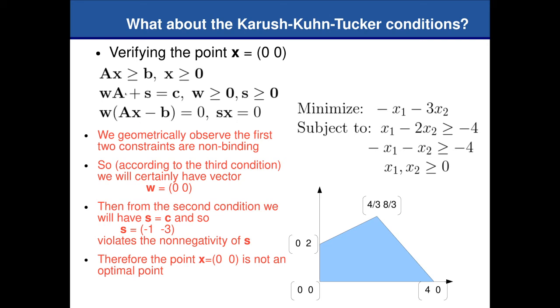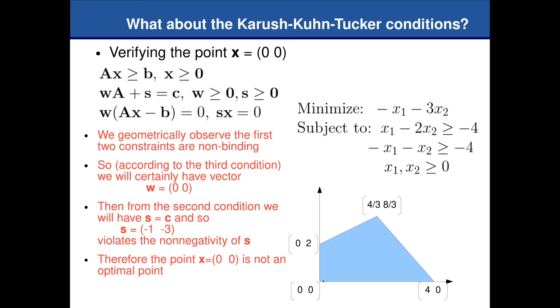This is going to be, of course, 0 because W is 0. So S will be equal to C. C is, in my case, -1, -3, as you might notice here. So my S will be -1, -3. My problem here is my slack variable: all slack variables have to be greater than or equal to 0, and that's not the case. So I can just conclude that this first point 0, 0 does not satisfy my solution.